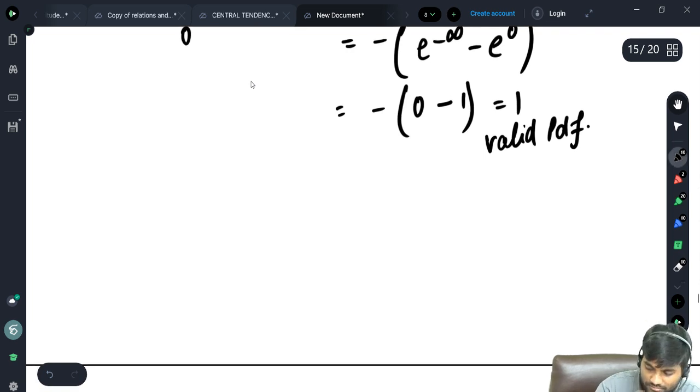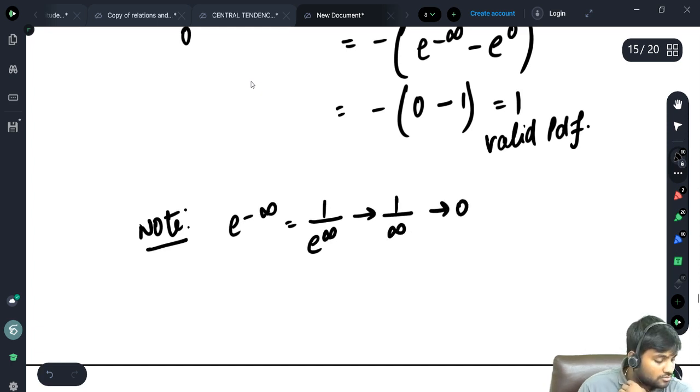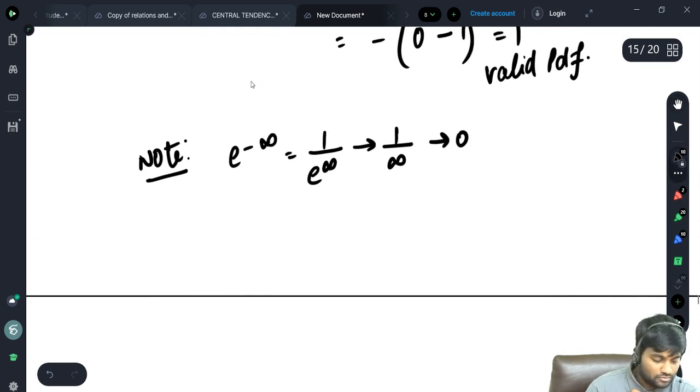Write down a note. e to the power minus infinity is 1 by e to the power infinity, which is tending to 1 by infinity, which tends to 0. Next.